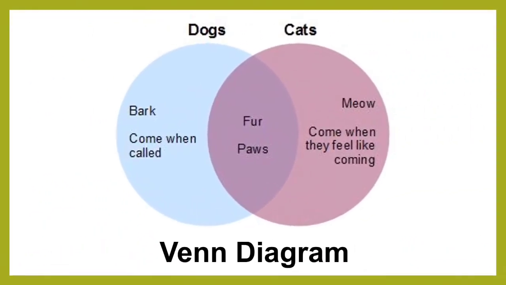We have here the dogs and cats. So we are describing the cats. Cats meow. Cats come when they feel like coming. While we have here the dogs, dogs bark. Dogs come when called. Okay, but they also have similarities. And as you can see, they have fur and they have paws. That is why it is in the middle. So when you use the Venn diagram, you use the other circle to describe the other one. And then in the middle, you provide now the similarities.